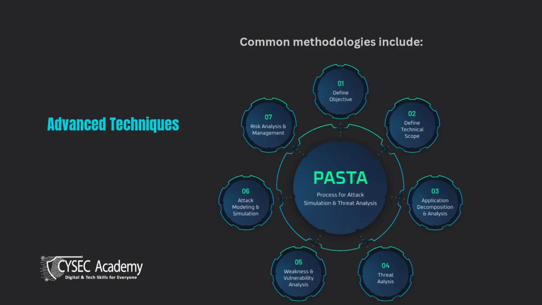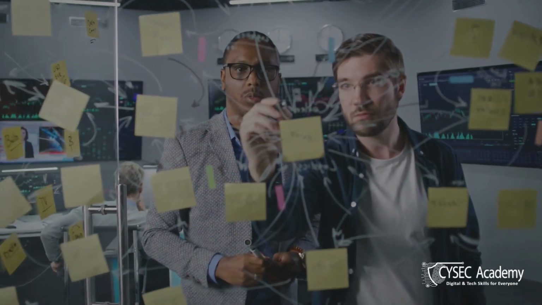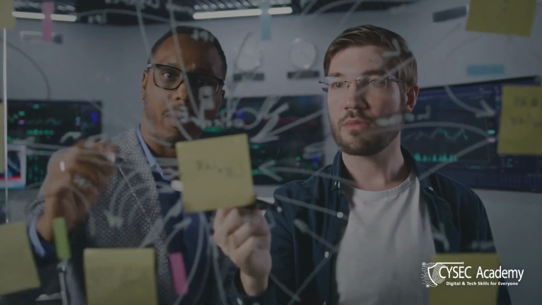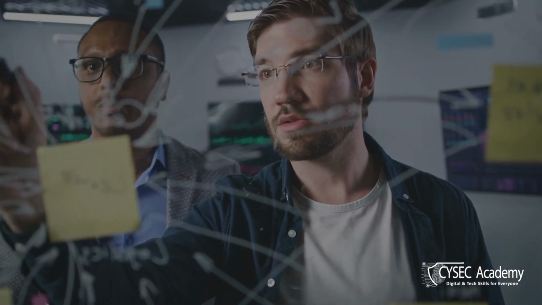PASTA, process for attack simulation and threat analysis, a more comprehensive, risk-centric methodology involving multiple stages. Attack trees: hierarchical diagrams breaking down attacker goals into specific steps. 3. Identify vulnerabilities and mitigations. Determine how the identified threats could be realized (vulnerabilities), and identify existing or needed controls (mitigations) for each threat. 4. Document and iterate. Record the findings and integrate mitigation actions into the development process. Threat models should be revisited as the system evolves.